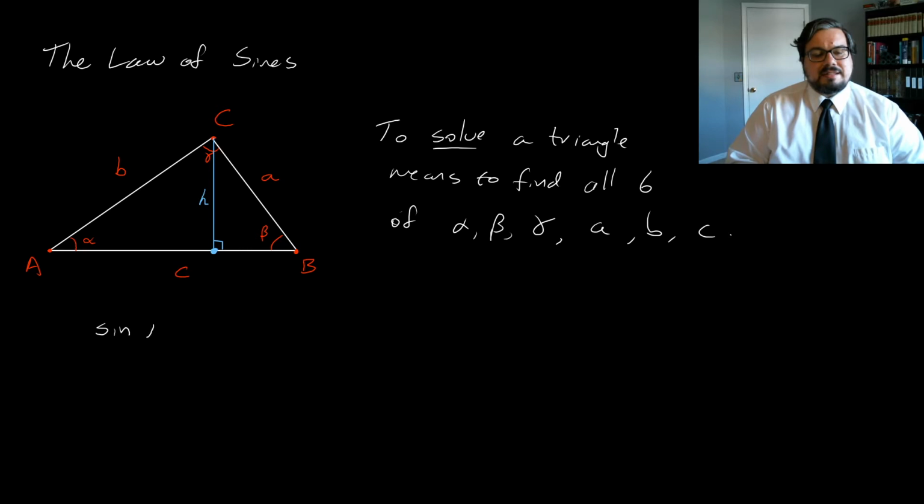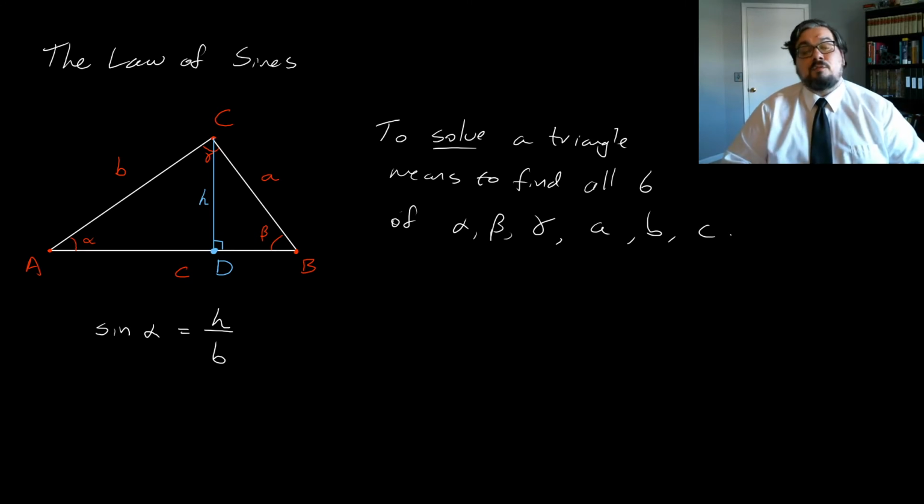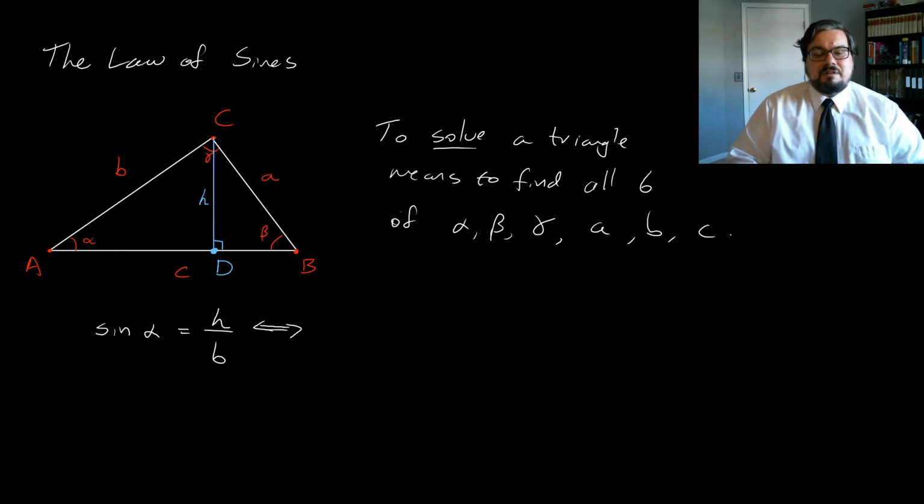So we have that sine of alpha is equal to h over b, and that's just because this triangle ACD, let me give it the label D, is a right triangle. Alpha is one of the angles inside it. The opposite side within this right triangle has length h, and the hypotenuse has length b. Therefore, sine of alpha is h over b. And I want to rewrite that as h equals b times sine alpha, for reasons that will become clear in a second.